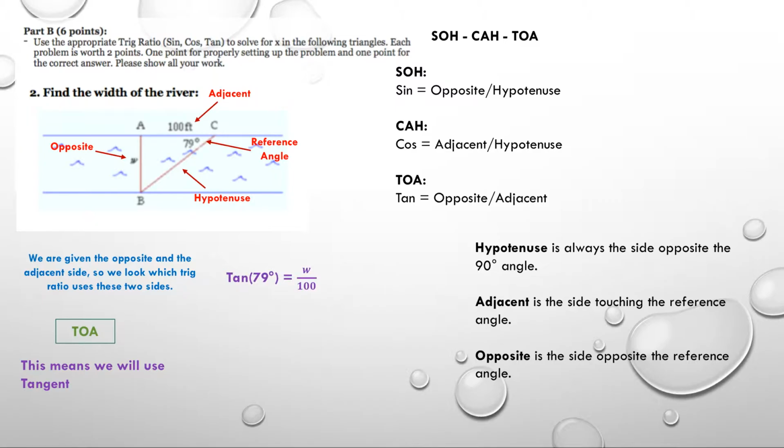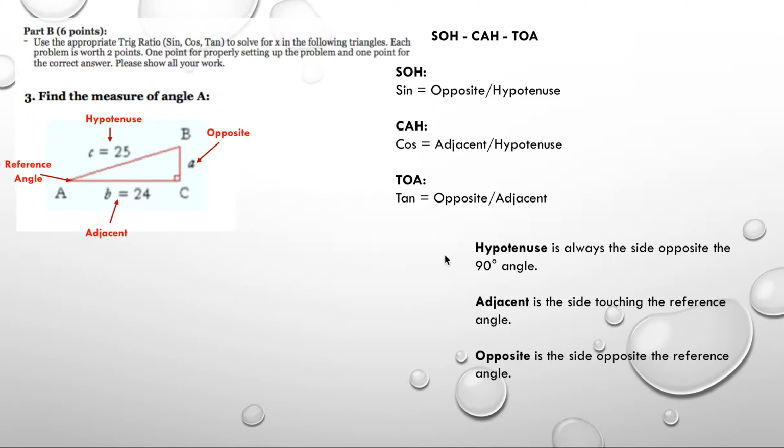So tangent of 79 equals opposite over adjacent, or W over 100. And again, we want to isolate W, which is our variable. So we'll multiply both sides by 100, giving us W equals 100 times the tangent of 79, approximately 514.46.